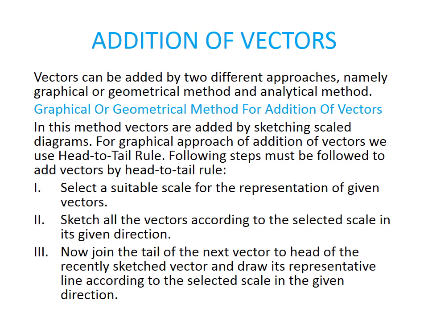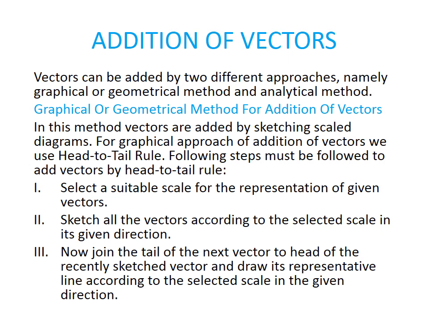Now, addition of vectors. Vectors can be added by two different approaches, namely the graphical or geometrical method and the analytical method. Graphical or geometrical method for addition of vectors: in this method, vectors are added by sketching scaled diagrams. For the graphical approach, we use the head to tail rule. The following steps must be followed to add vectors by the head to tail rule.